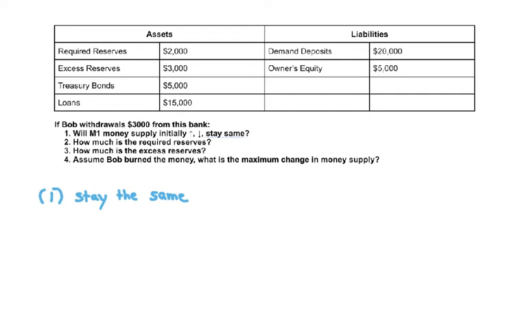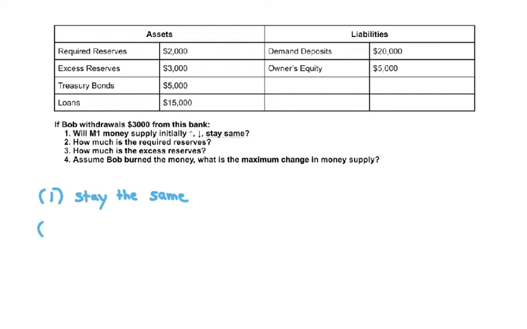And notice the key word here, initially, right? Because you may be thinking in your head, but yeah, when banks can't loan that money out anymore, isn't that going to change the money supply? Yes, down the line. But the key word here is initially. What's initially going to happen? The answer is nothing. The M1 money supply is not going to change because we're just changing the category of the money from deposits to currency.